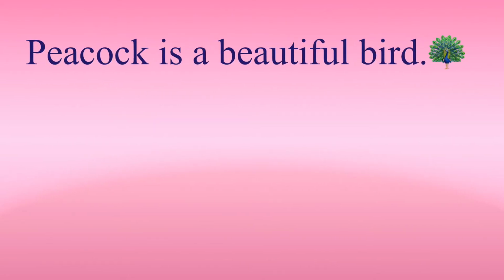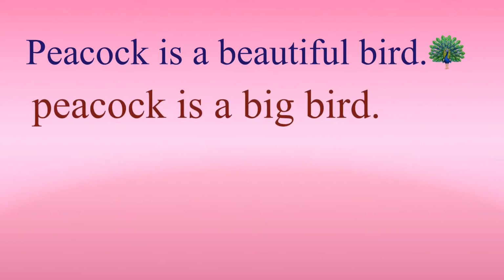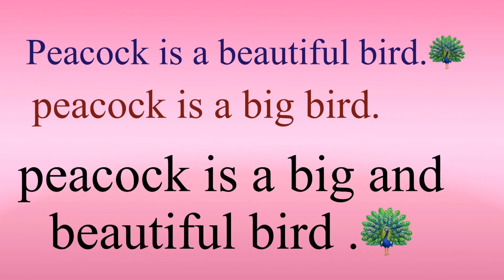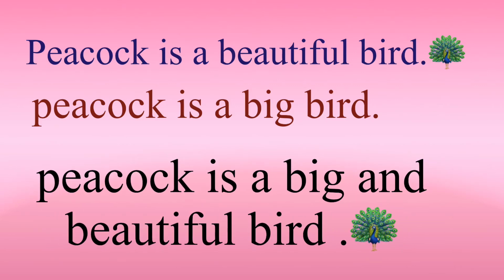Now see the next example. Peacock is a beautiful bird. Peacock is a big bird. There are two sentences, and in these two sentences something is said about peacock. Now if you want to join these two sentences into one, we are going to use and conjunction. So the sentence will be: Peacock is a big and beautiful bird.